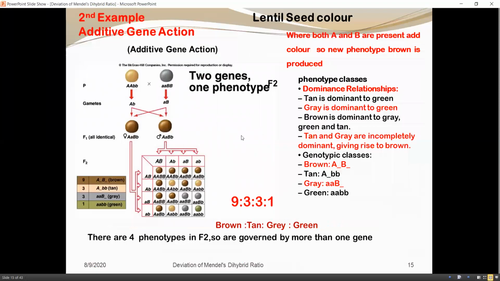Another example of additive gene action is lentil seed color. Just like rose comb, it shows four phenotypes. The phenotypes are brown, tan, gray, and green. Where there is capital A and B, it will be brown. Where there is capital A, small b, it will be tan. Where there is small a, capital B, it will be gray. And where it is small a, small b, it is green.